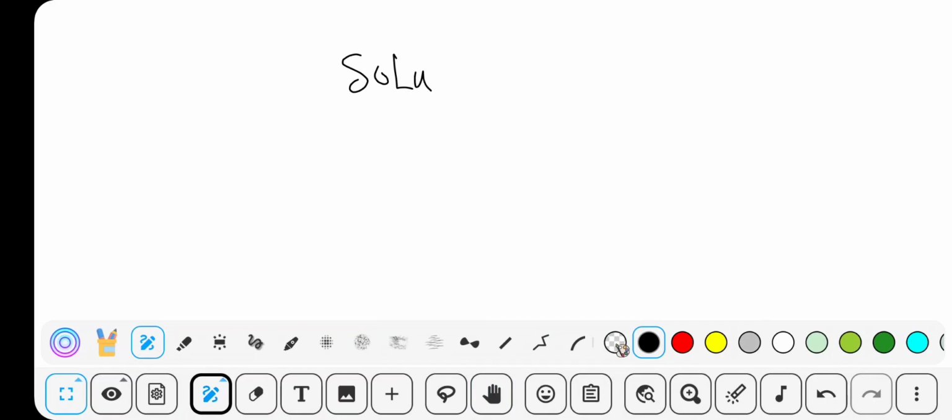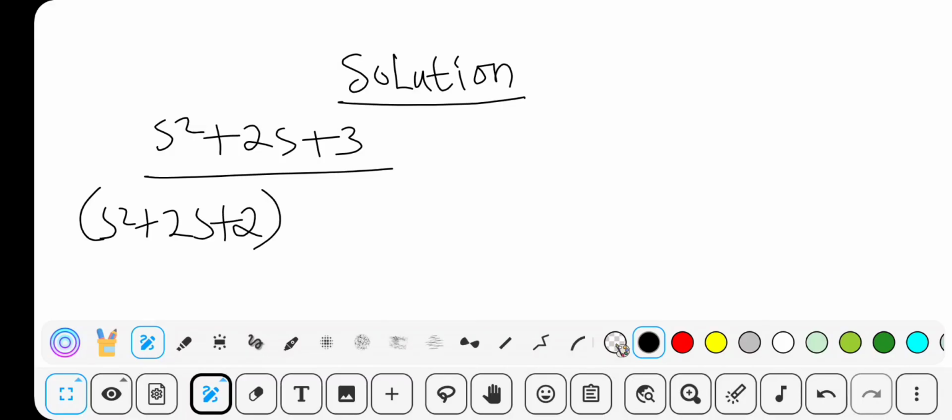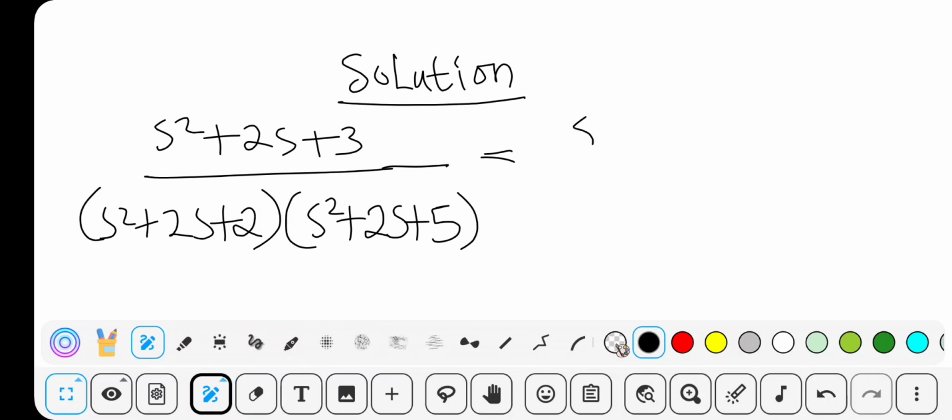Solution: s squared plus 2s plus 3, over s squared plus 2s plus 2, s squared plus 2s plus 5, is equal to s squared plus 2s plus 3.